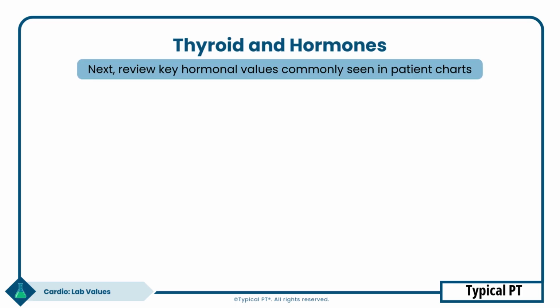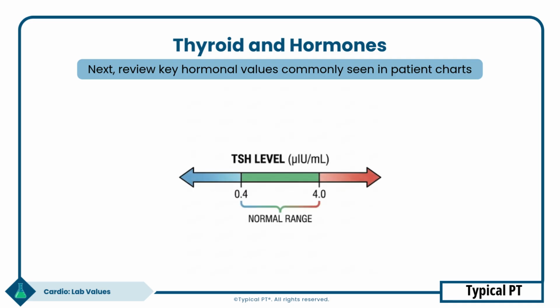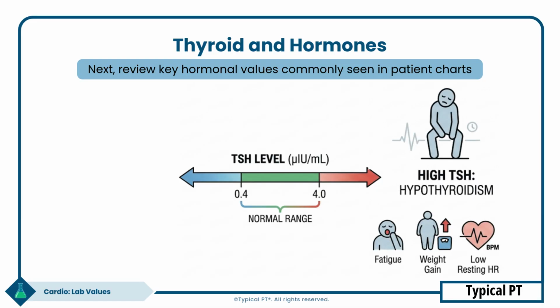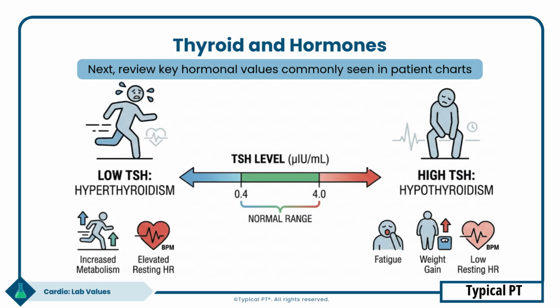Now, let's move outside the cardiovascular panel and cover a few hormonal values you will see in patient charts. TSH is your primary thyroid marker, with a normal range of 0.4 to 4.0 micro-international units per milliliter. High TSH means hypothyroidism, and the patient may present with fatigue, weight gain, and low resting heart rate. Low TSH means hyperthyroidism, with increased metabolic rate and elevated resting heart rate.